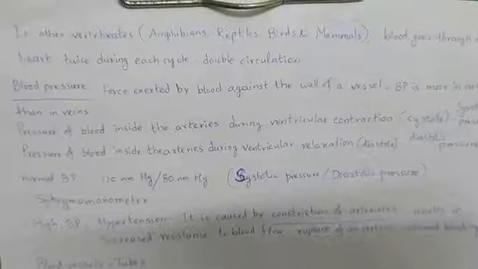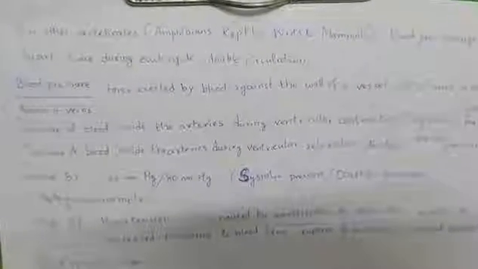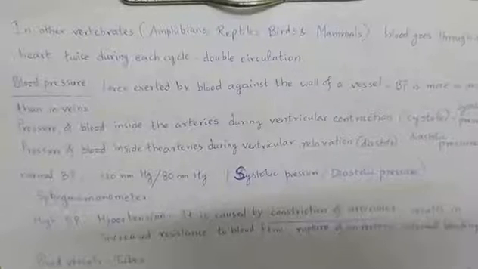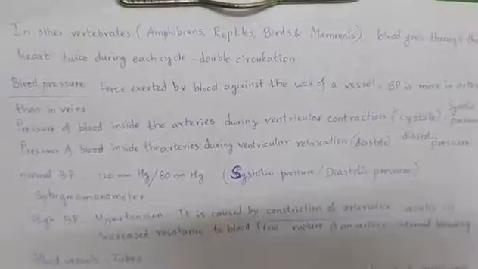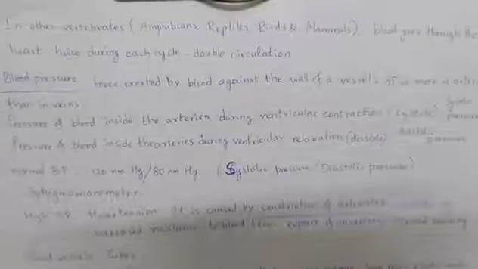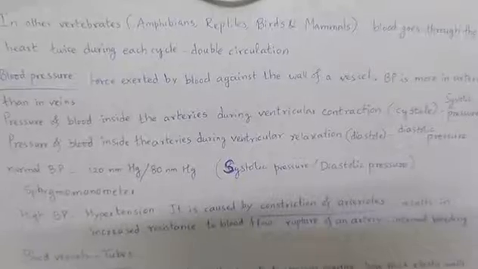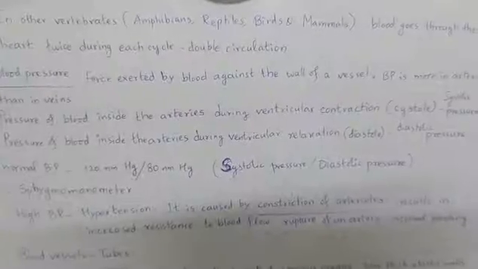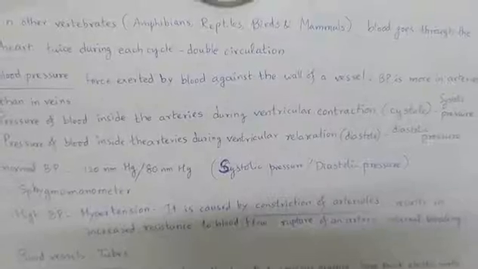In other vertebrates, that is amphibians, reptiles, birds and mammals, blood goes through the heart twice during each cardiac cycle. As blood goes twice during each cardiac cycle, this type of circulation is called double circulation.